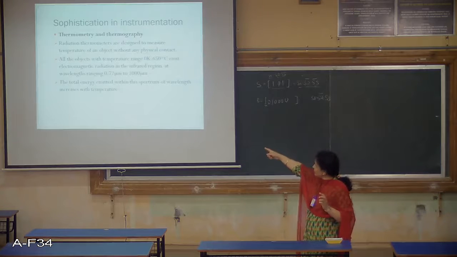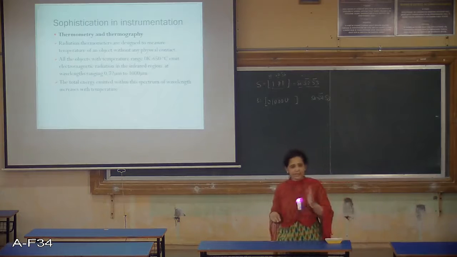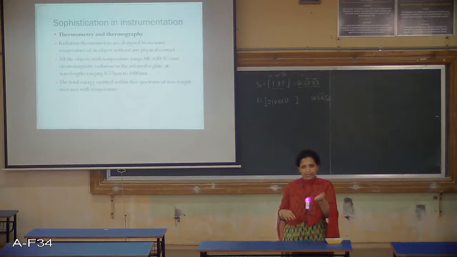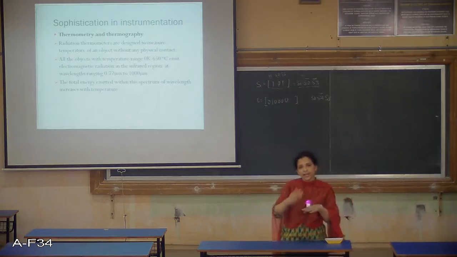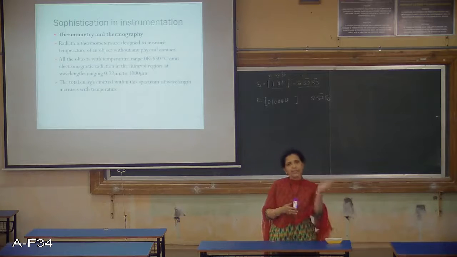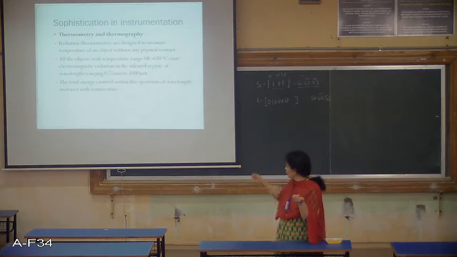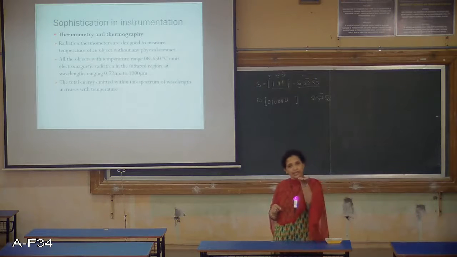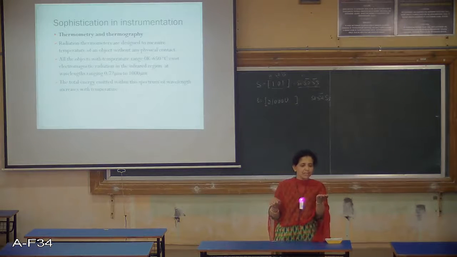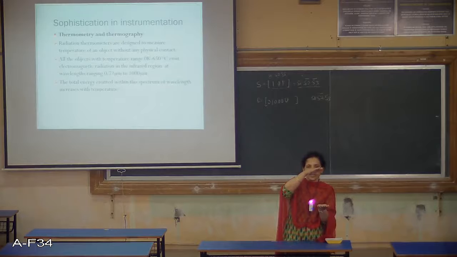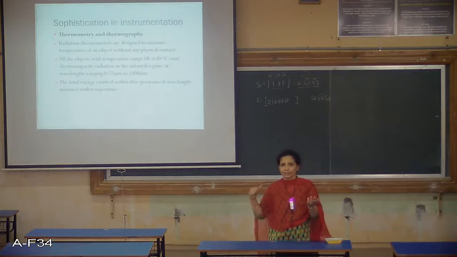So the total energy emitted within this spectrum of wavelength increases with temperature. Our regular normal temperature is 98.6. If it is 99 or 100, then the amount of energy emitted will increase. If the energy emitted is more, naturally the temperature is also more. So the calibration is how much energy is emitted for a normal temperature and how much energy is emitted for an increased temperature. This is how the calibrations are done and given out.